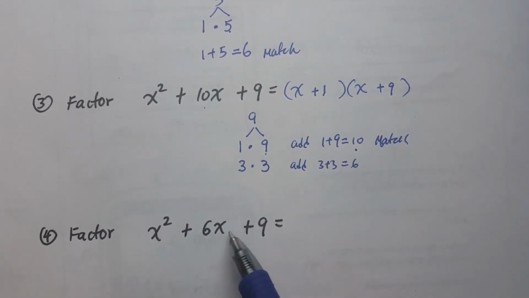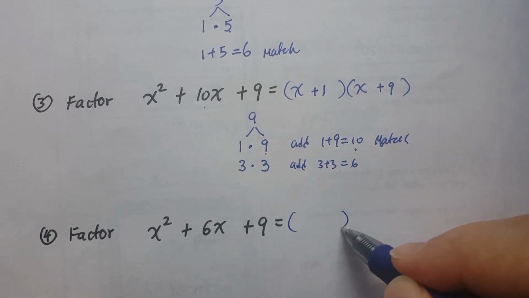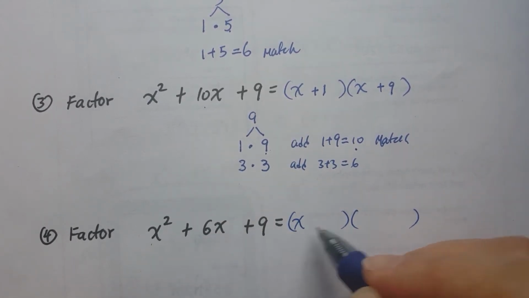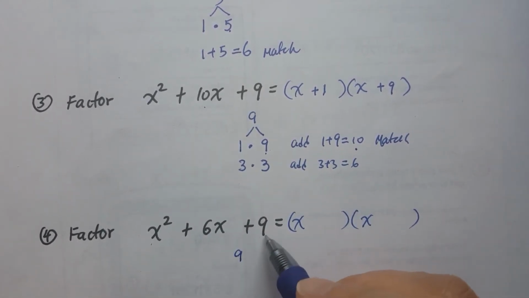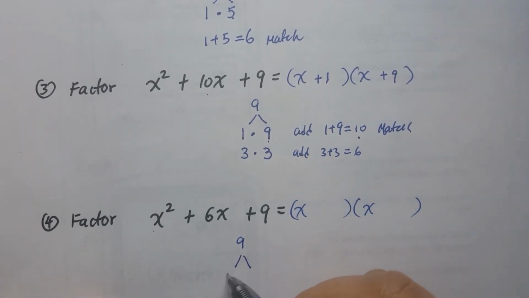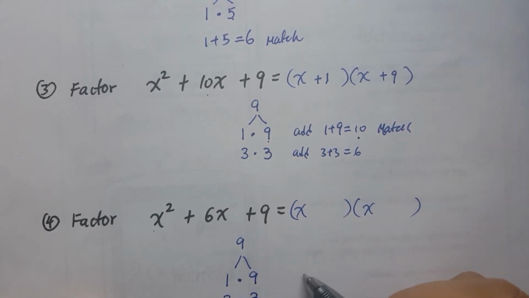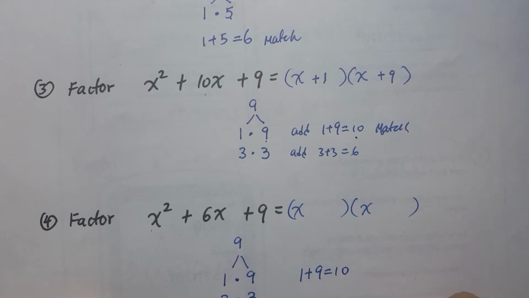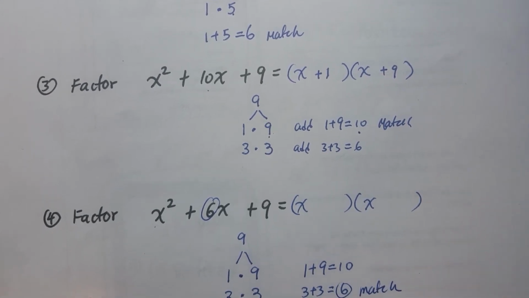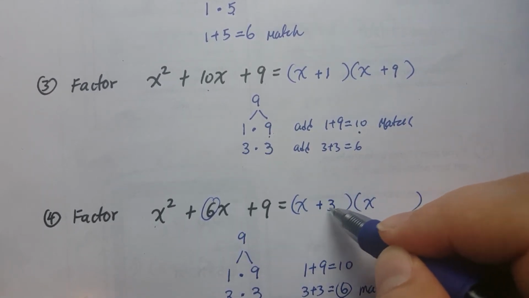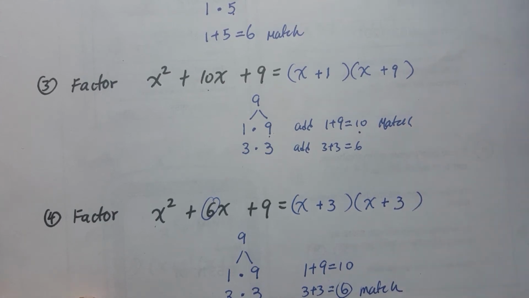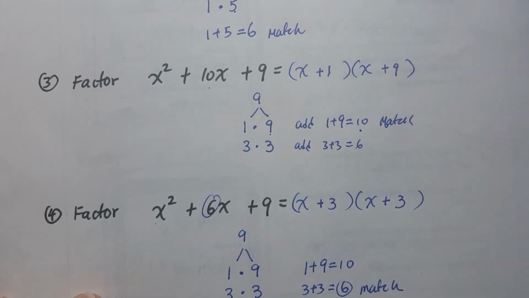Now let's take a look at number 4. X squared plus 6x plus 9. So same thing for parentheses, x squared becomes x and x. You're going to begin with this number. You find two numbers that multiply equal 9. So 1 times 9 equals 9, 3 times 3 equals 9. 1 plus 9 equals 10, 3 plus 3 equals 6. 6 and 6, so they match. So therefore it should be 3 and 3. Plus 3 and plus 3. So we finished question number 4.